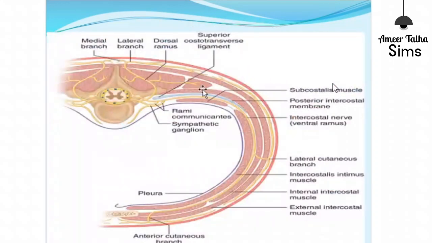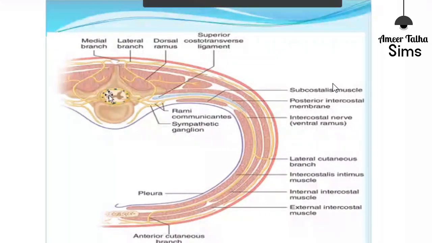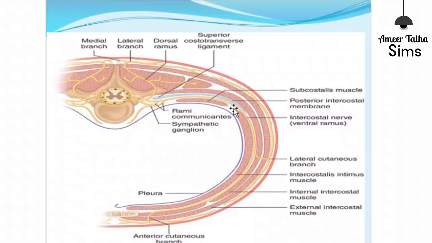But as you can see in this diagram, vertebra has vertebral foramen, and in the vertebral foramen, spinal cord passes, right? And from the spinal cord, spinal nerves originate. And these spinal nerves have two parts, dorsal ramus and the ventral ramus. The ventral rami of the thoracic spinal nerves are known as intercostal nerves. So basically, intercostal nerves are the ventral rami of the thoracic spinal nerves.